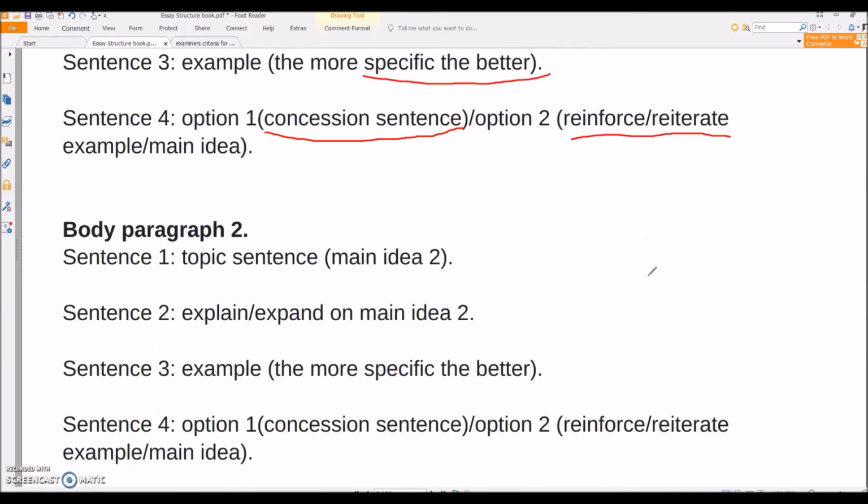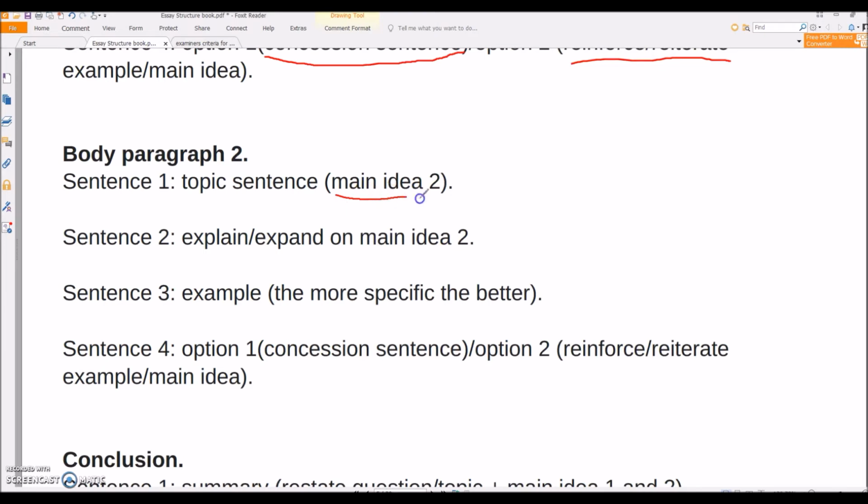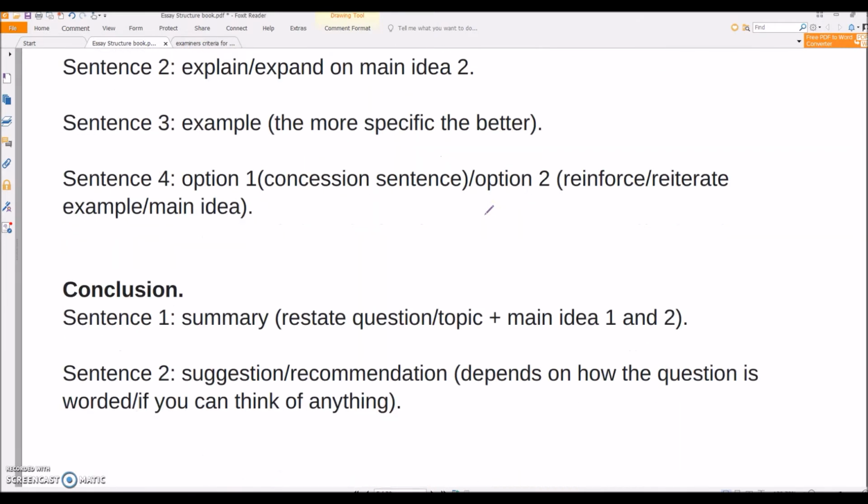The same for body paragraph 2, your second idea, and conclusion, summary: restate the question, the topic, your opinion, and your main ideas. You can possibly make a recommendation, a suggestion, depending on the question, how it's worded.